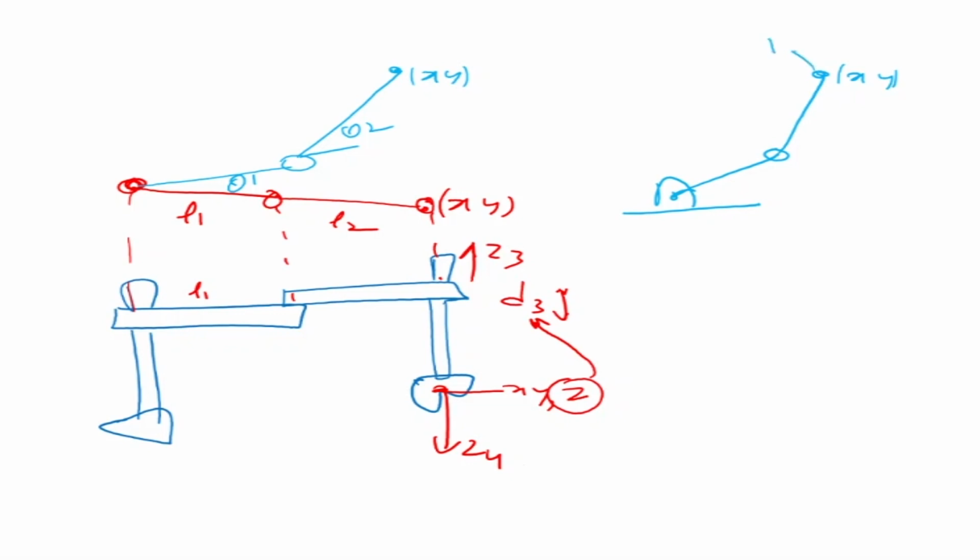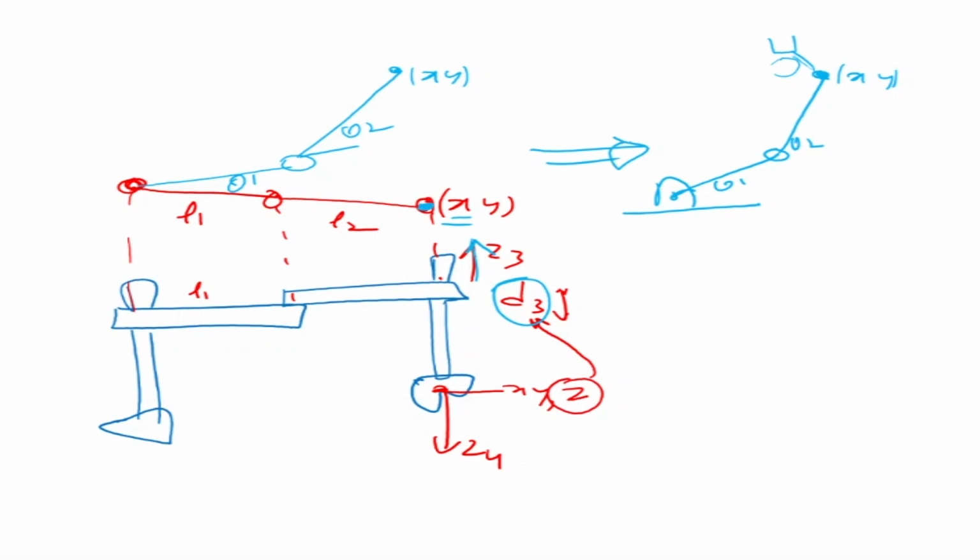Even if I add one more link here, this point XY depends only on theta 1 and theta 2. It does not depend on the third joint, because this is the origin of frame 3, and the Z axis is orthogonal to this. So the Z axis here is moving orthogonal to the plane. If there is any change in D3, it will not affect X and Y. And hence the solution has exactly the same structure as this.